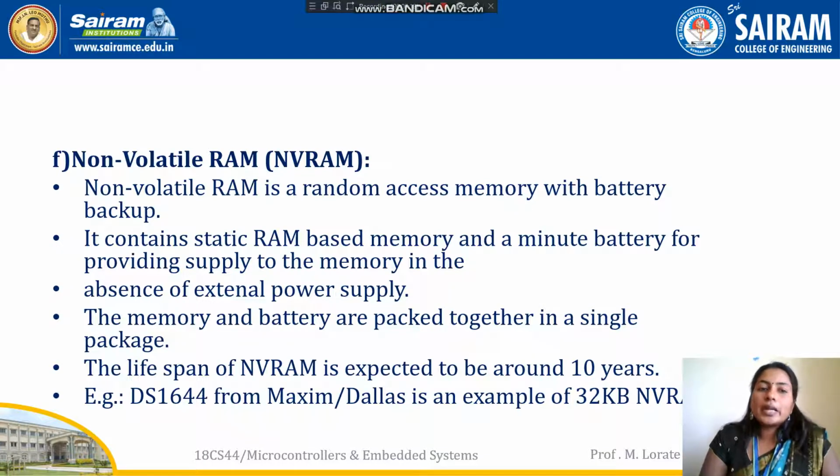Next one is non-volatile memory, NVRAM. Non-volatile memory is random access memory with battery backup. It contains a static RAM based memory and also a battery which supplies the memory when the external power is not working, when the external power is not connected. The memory and battery are packed in the same chip. The lifespan of NVRAM is expected to be around 10 years. DS1644 is an example of a 32 KB NVRAM. So this is about NVRAM.